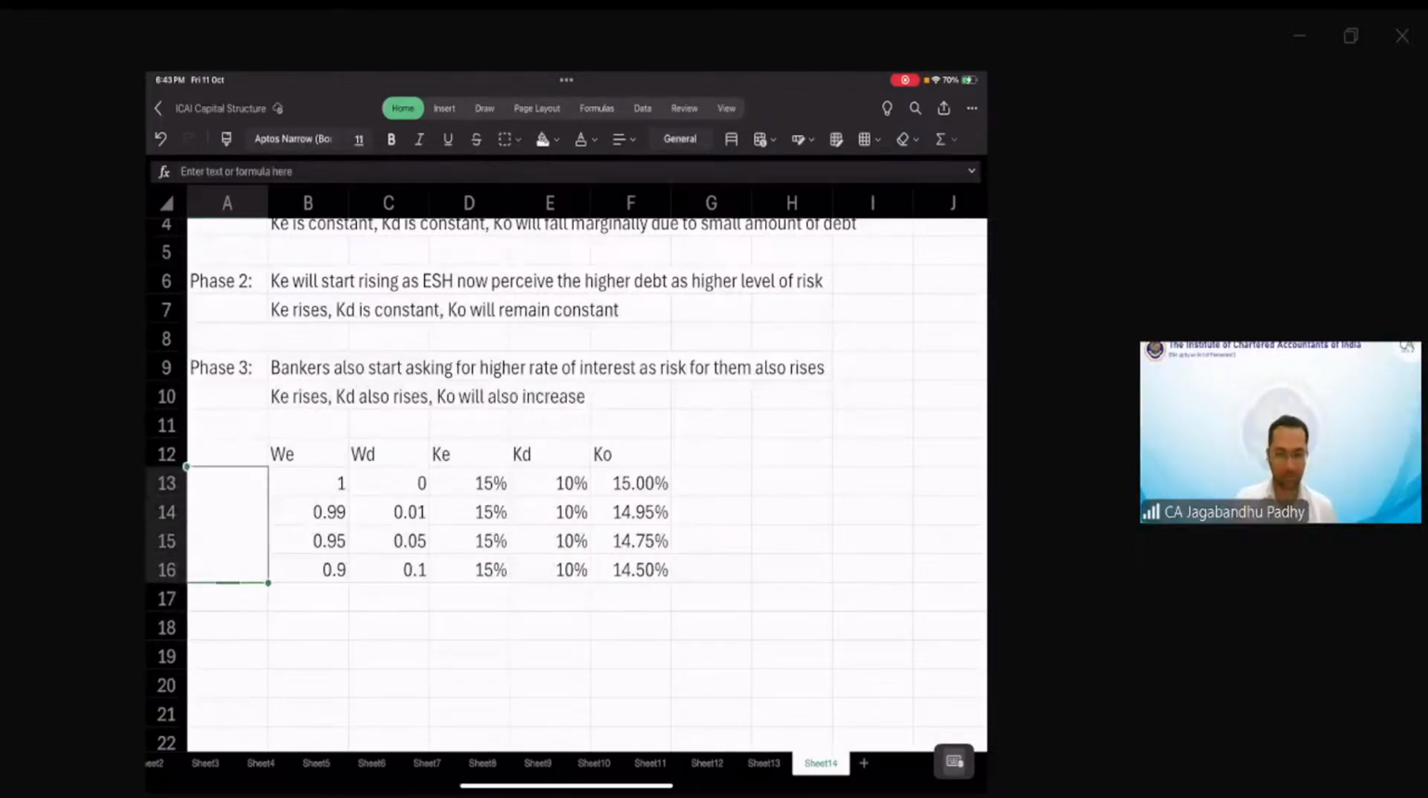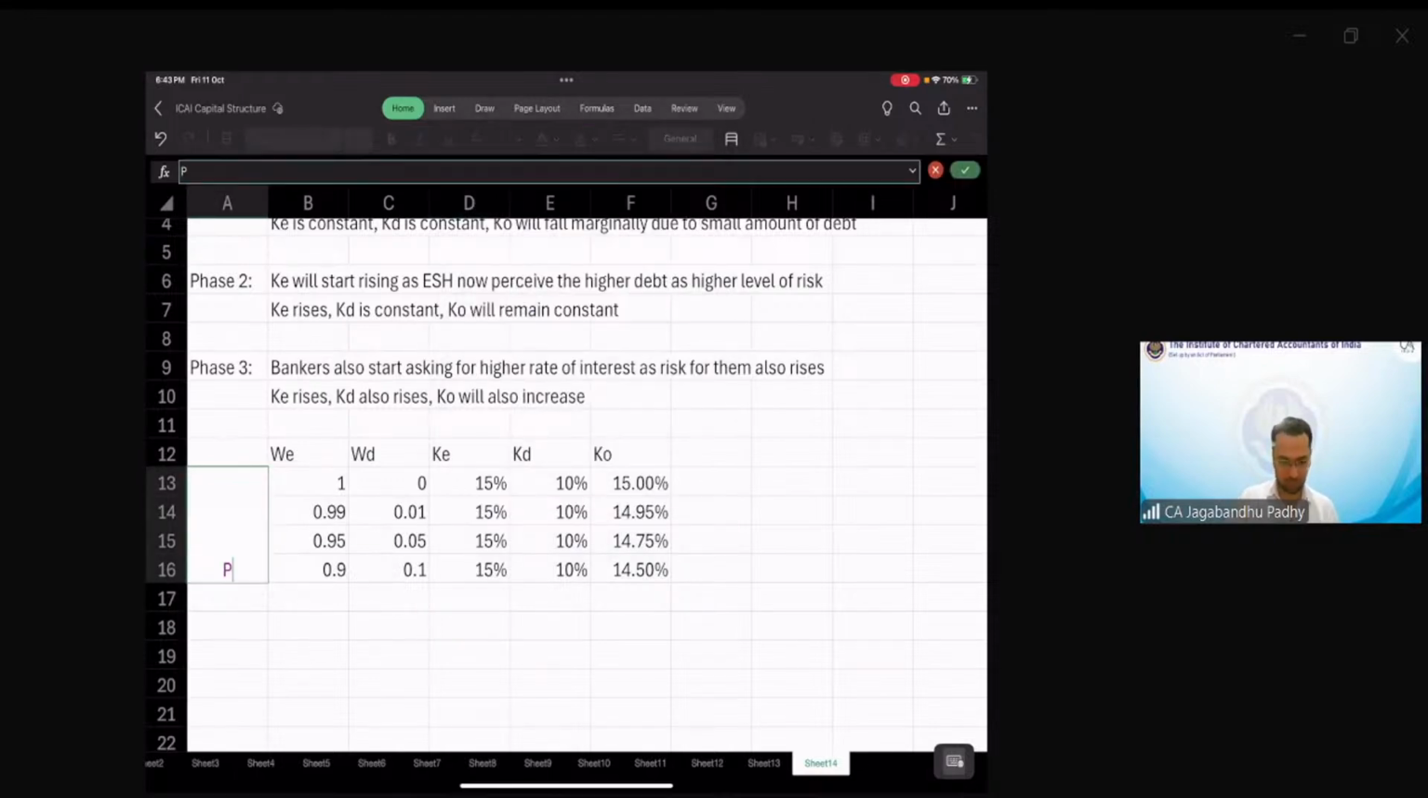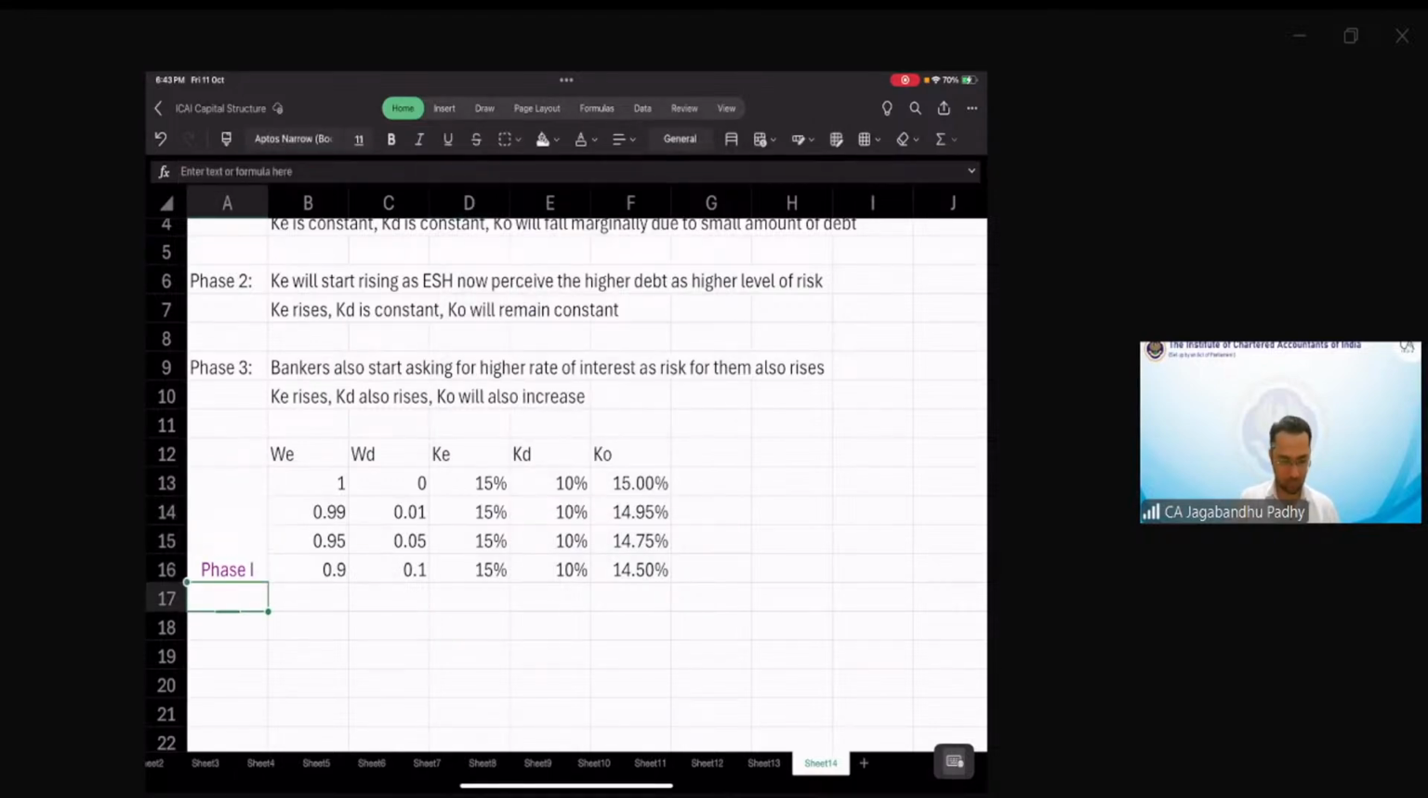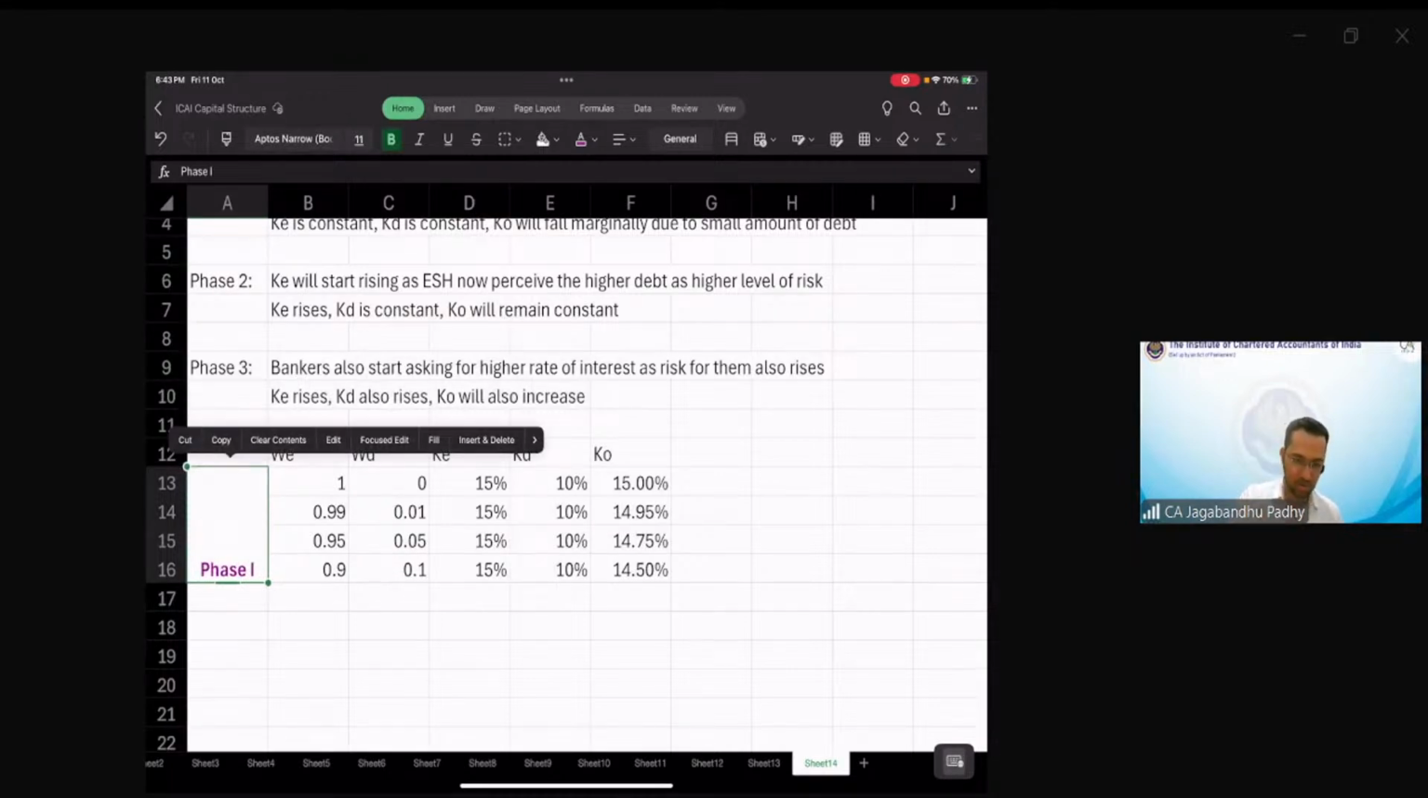Now this particular portion, maybe up to 10%, is the phase 1 that we say. Right, so this is the phase 1 where we observe that this is rising.